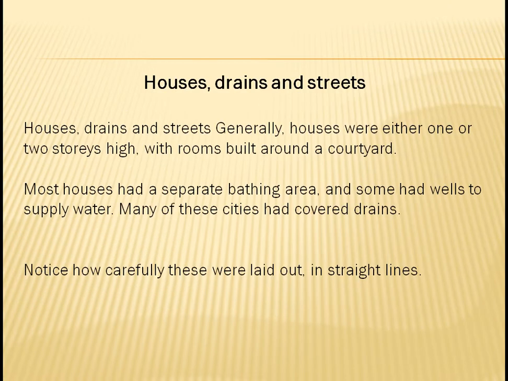Next, houses, drains and streets. So how the houses were there, what was the drainage system in the streets, we are going to see. Generally houses were either 1 or 2 stories high, with the rooms built around a courtyard. Most houses had a separate bathing area. For the bathing purpose they had a separate room, and some had a well to supply water.